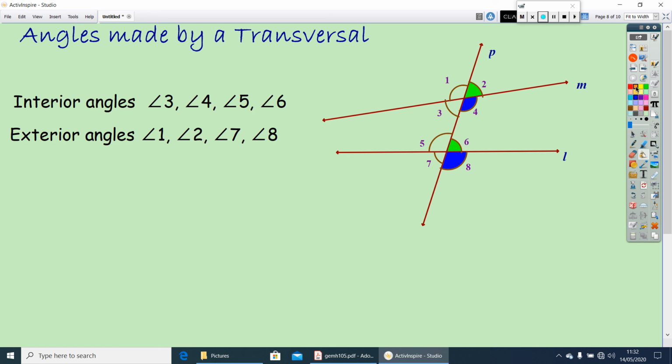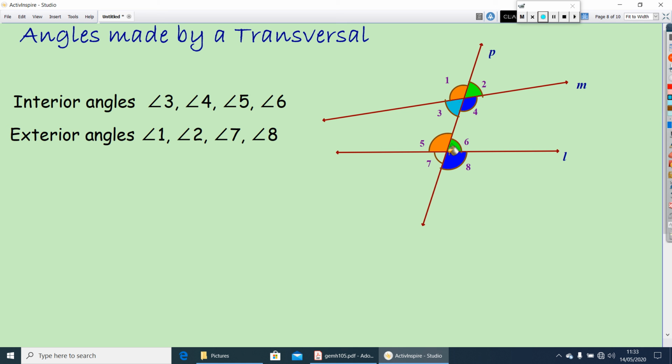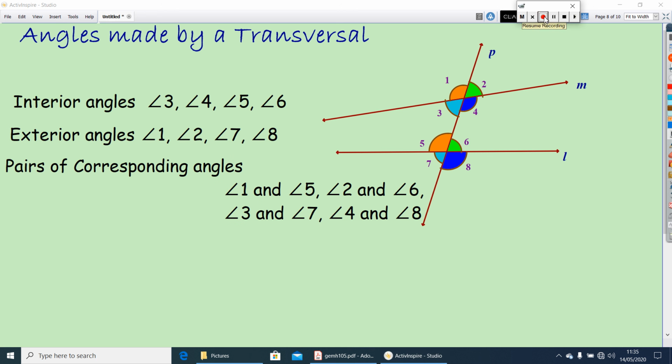Next pair, can you say? Yes, it is angle 1 and angle 5. And one more pair you can say, it is angle 3 and angle 7. This type of angles is called corresponding angles. The corresponding angles are angle 1 and angle 5, angle 2 and angle 6, angle 3 and angle 7, and angle 4 and angle 8.